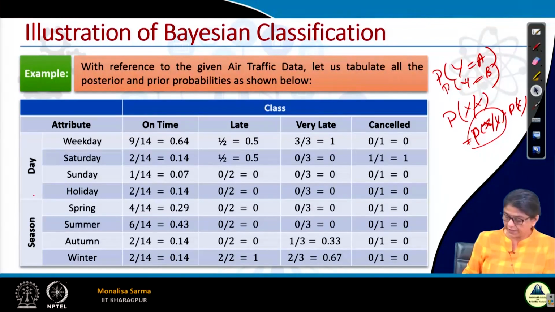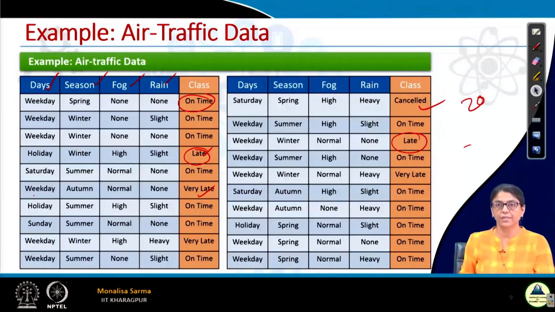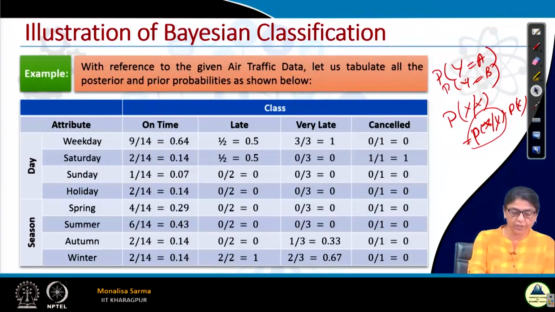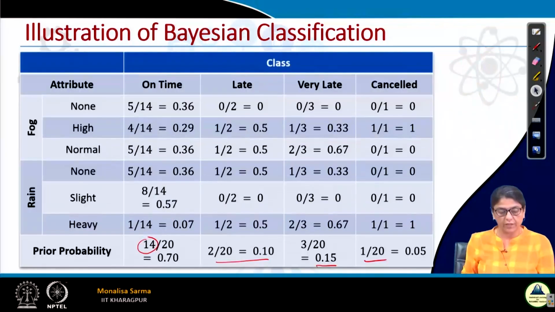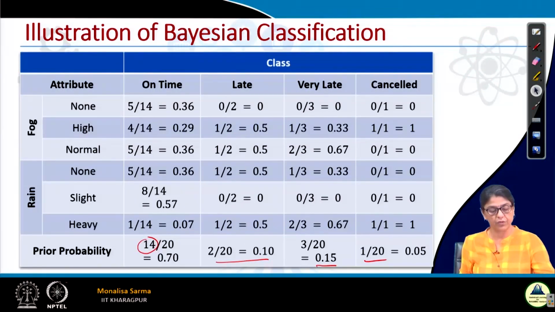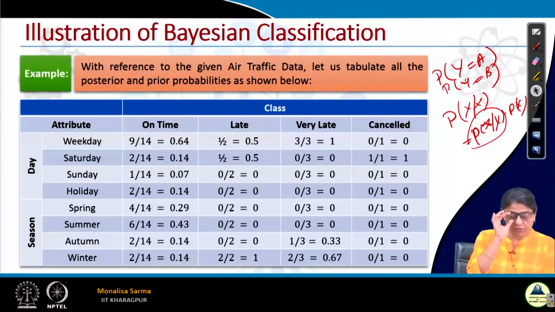Now see, earlier the data was scattered this way. Now we have arranged it so that all the days are together, season in one, then fog, then rain. The different attributes and the different values they take are put together. The different values the day attribute takes are weekday, Saturday, Sunday and holiday.